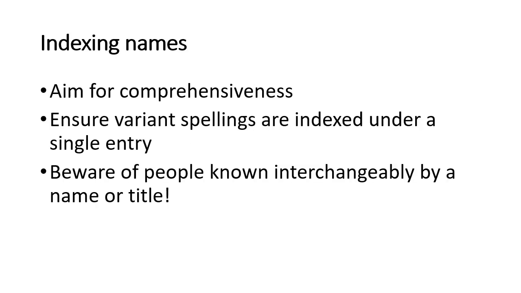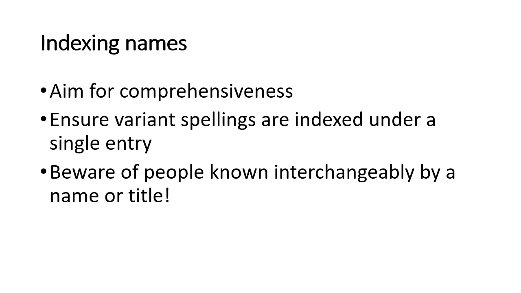Well, let's look at the different elements of an index. The first one is going to be indexing names. And my first bit of advice on this would be to aim for comprehensiveness. So any personal name that occurs within a book that's about local history should be indexed. I can think of very few exceptions to that, except perhaps when you're discussing fictional characters, you might want to not index those.